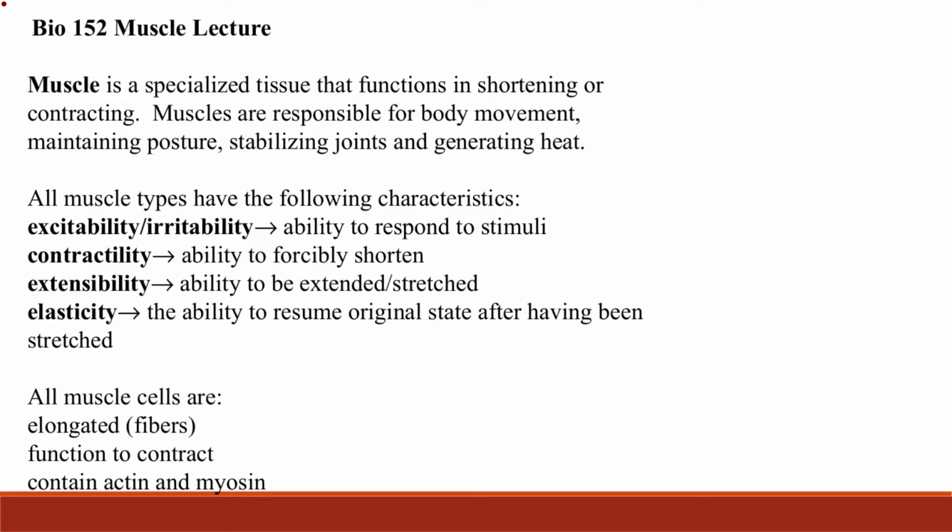Sometimes you might see the word irritable related to that. Muscle cells shorten or contract. They extend, they bounce back to that original resting position. Some of them contract by extending. The gastrocnemius is one. And that elasticity is that ability to bounce back and go back to that original position. So when we compare muscle cells to all other cells, they are elongated. We already said they contract, and they have the contractile proteins actin and myosin.